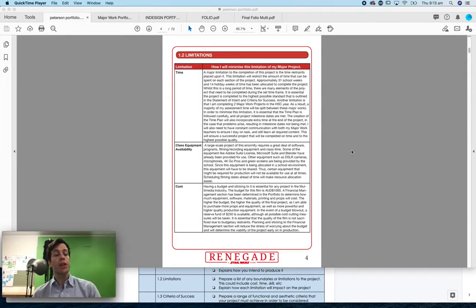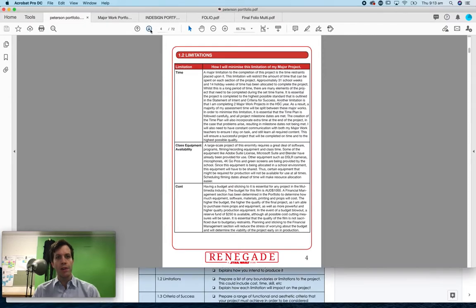So I'm going to teach you now about how you should write the limitation section of your portfolio. The limitation section is basically what's going to stop you from succeeding in your major work or any of your projects, okay? So it's a good time to list reasons why this isn't going to be some Hollywood production, okay? Realistically, you want to have maybe 4 to 5 limitations, but you can keep this to 1 to 2 A4 pages.